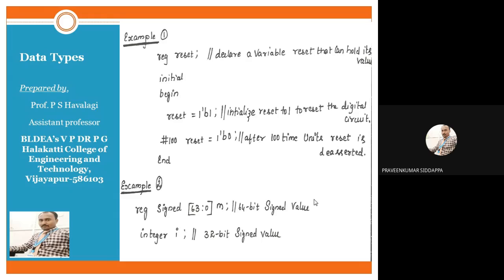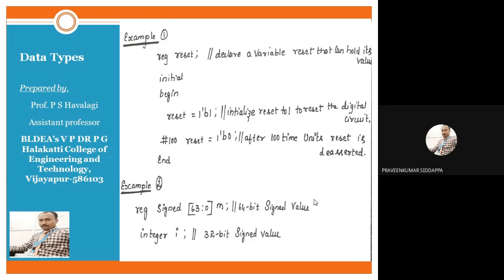In that example, if you do not give a delay like 100, by default it will take an unknown value. In the second example, register: whatever variable we are initializing in that example should be signed, which is why we have written signed. That should be 64-bit wide. That variable is m, so m is 64 bits wide. Whatever number is contained in that 64 bits should be a signed value. After that I have written integer, which is a 32-bit signed value.